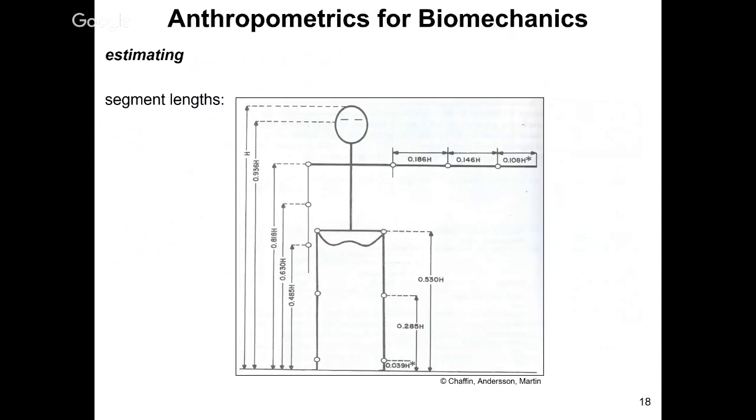Someone has figured out that, so this is height, H is height. On average, again, there are people with gorilla arms or T-Rex arms, but generally the length of your upper arm is about 18.6% of your total height. Your forearm is about 14.6% of your total height. And your hand length, which is longer than I thought, is 10.8% of your total height.